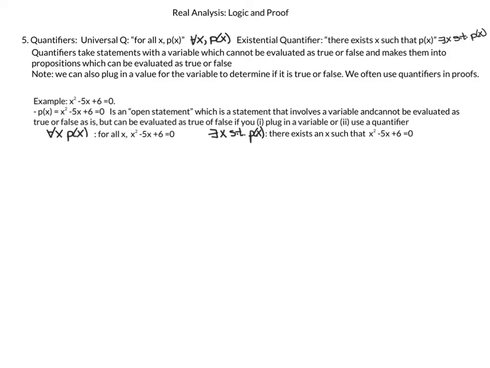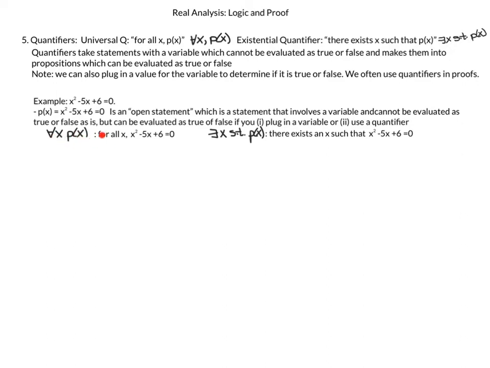The other thing we can do, to note, p of x, technically, x squared minus 5x plus 6 equals 0, is called an open statement. An open statement is a statement that involves a variable. In other words, x is our variable, and it cannot be evaluated as true or false as it is. But you can evaluate it as true or false if either you plug in a value for the variable or you use a quantifier.